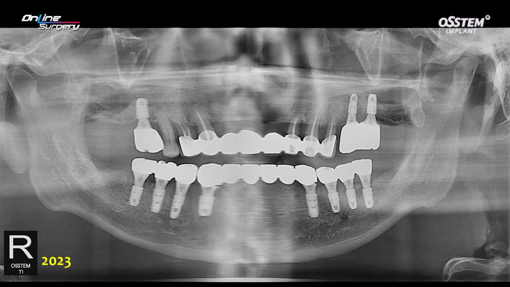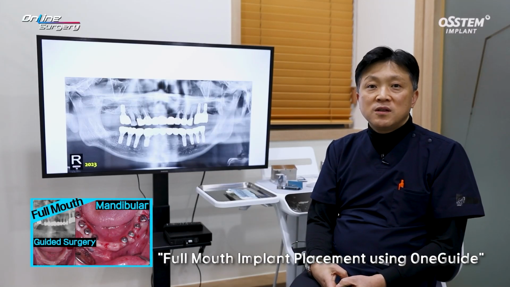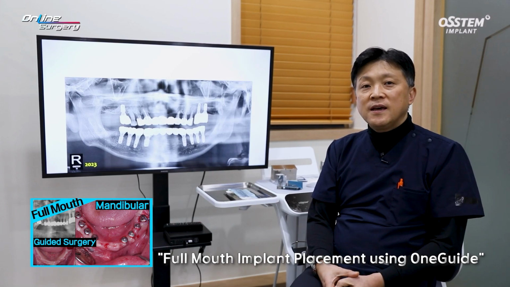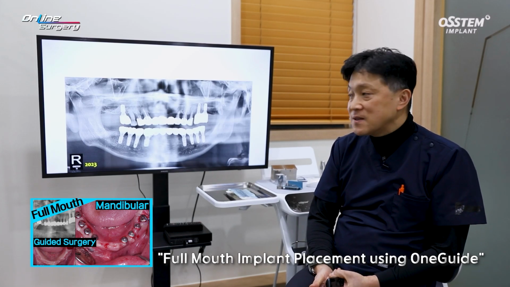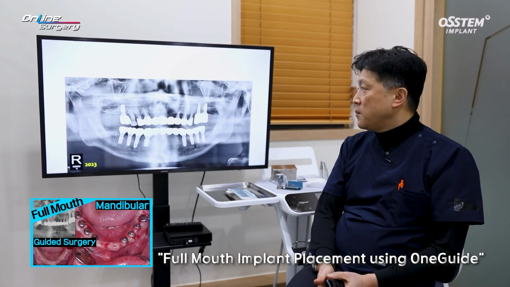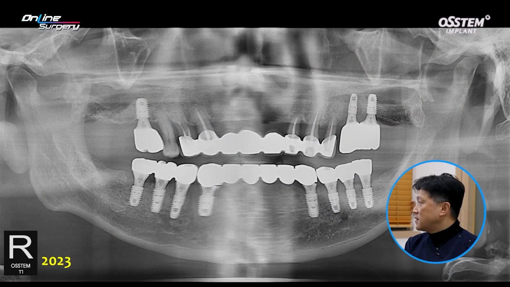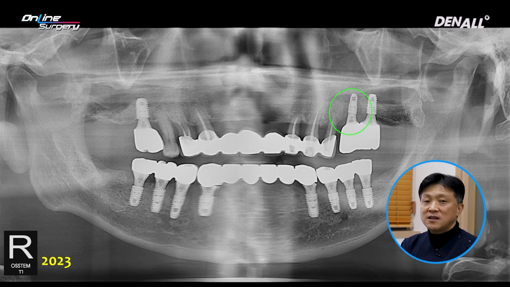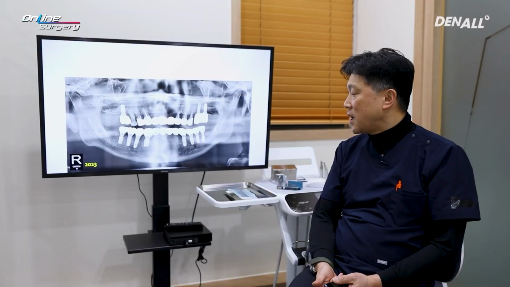Implants were placed. This case was introduced previously via online surgery. I'm not sure whether I mentioned this during that lecture, but upon follow-up in the upper left area, among the two implants placed, peri-implantitis erupted in the mesial implant and the severity was over moderate. Therefore, the plan was to remove the implant.